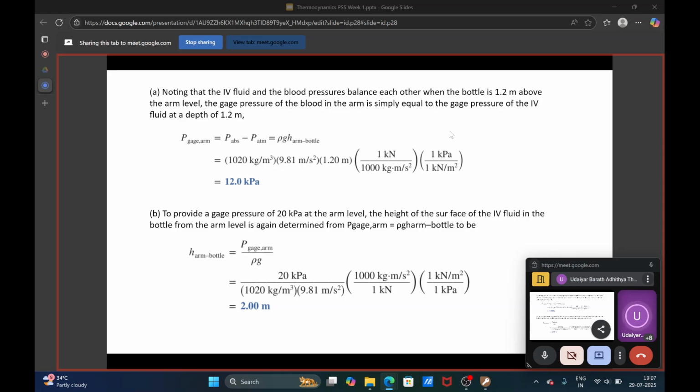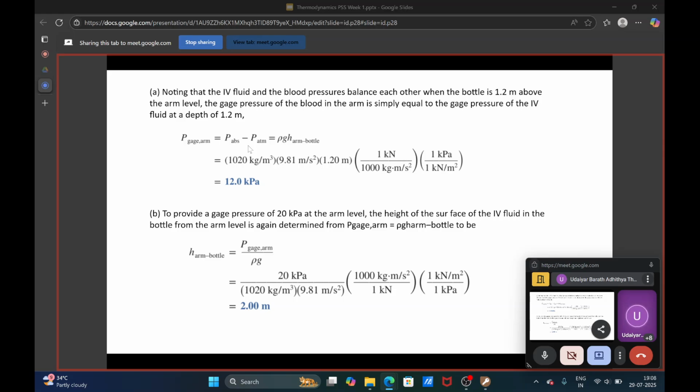So we'll see how to solve this. The first part of the question: we know that the fluid and blood pressure are balancing each other when the bottle is kept at 1.2 meters above arm level. So the gauge pressure is nothing but the pressure difference. So P gauge of arm is P absolute minus P atmosphere.